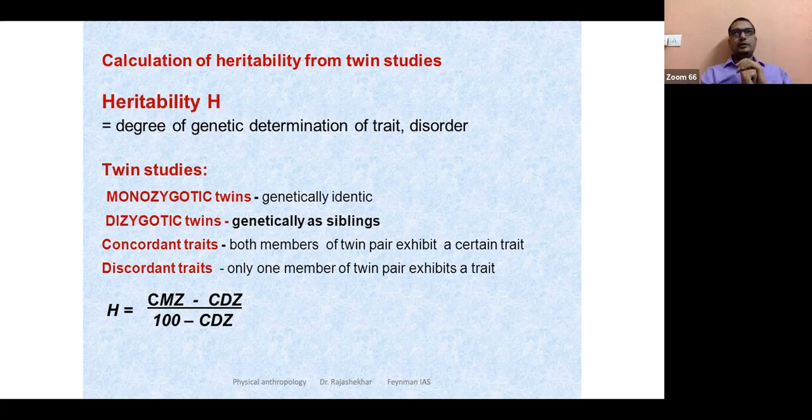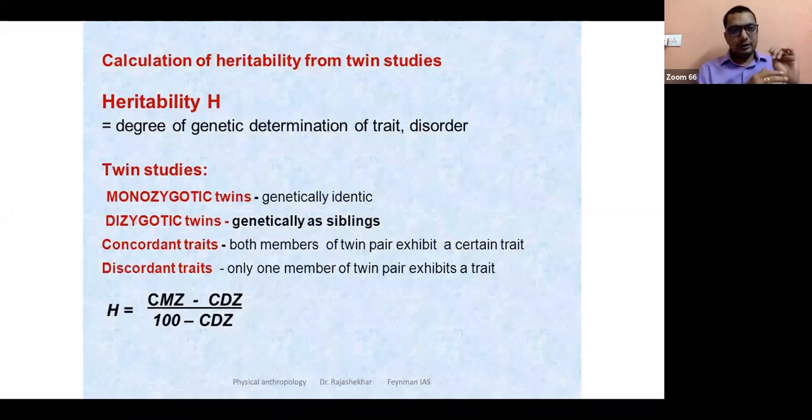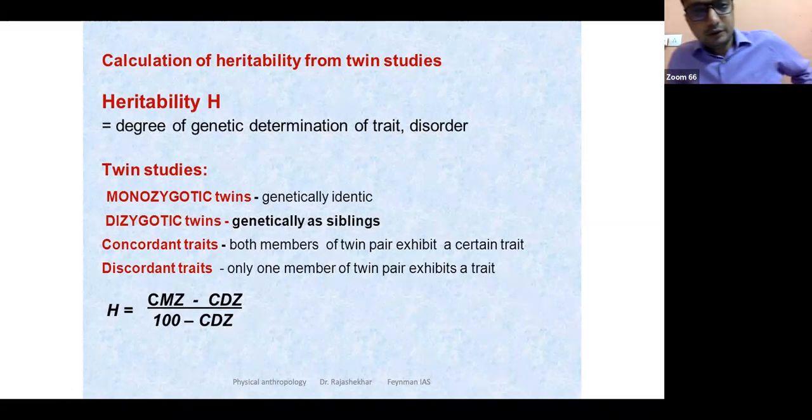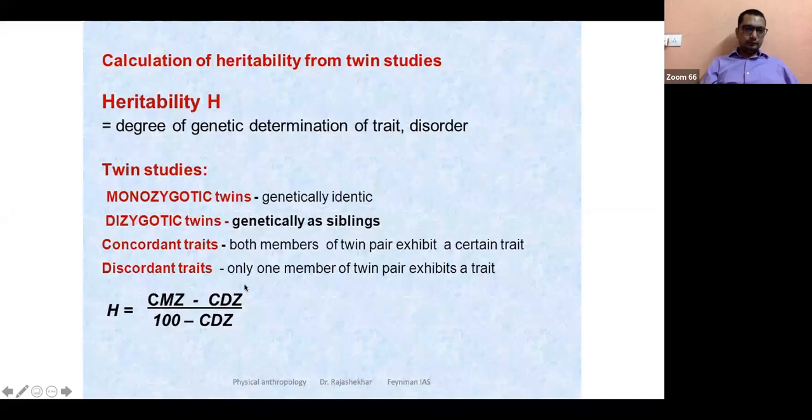Otherwise, what do you say? 50-60% concordance for monozygotes, 50% for dizygotes. You cannot easily make out the meaning of it. That is why in textbooks I have seen they use heritability for that. So in the exam, if they ask about twin studies, you mention how a twin study is designed, what the concordance and discordance values are, and briefly write how the H value is calculated. You write the degree of genetic determination of a trait and show this formula. That's it. It is not too difficult, right? You're just subtracting the concordance value for dizygotic twins from monozygotic, divided by 100 minus concordance for dizygotic twins. Some studies show concordance value, some studies show heritability.